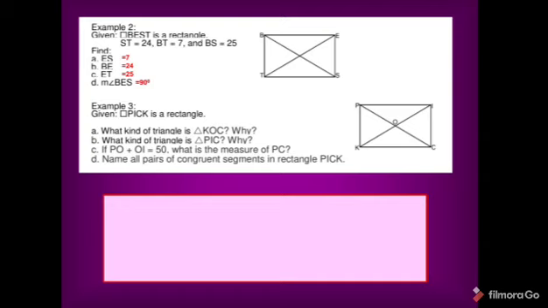Quadrilateral PICK is a rectangle. Take a look at the illustrations at the right. What kind of triangle is triangle KOC and why? The answer is triangle KOC is an isosceles triangle because segment OK is congruent to segment OC. Remember, when you say isosceles triangle, two sides of the triangle are congruent. That's why segment OK and segment OC are congruent. Therefore, this triangle is said to be an isosceles triangle.